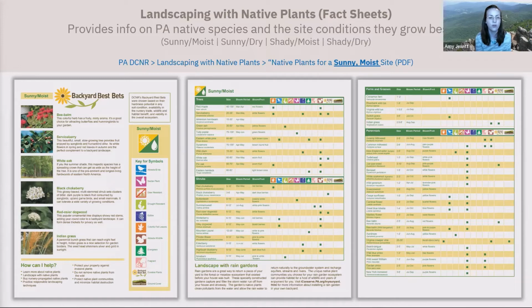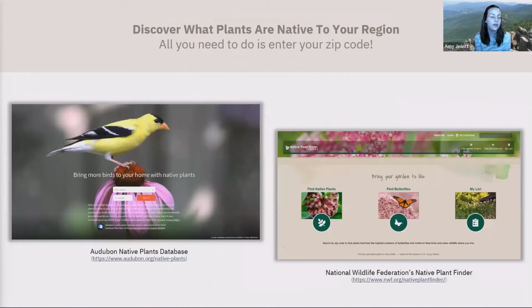Those sorts of things. So again, they have a fact sheet for each one of those site conditions. So the sunny moist, sunny dry, shady moist, and shady dry type of sites. So these also are available online on the DCNR website, again, under their Landscaping with Native Plants section. These two tools I cannot talk enough about. I just love them. They are so awesome and they're super easy to use.